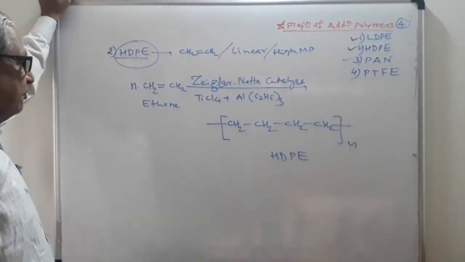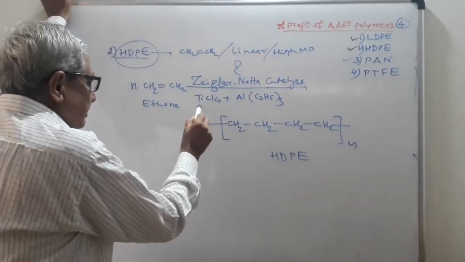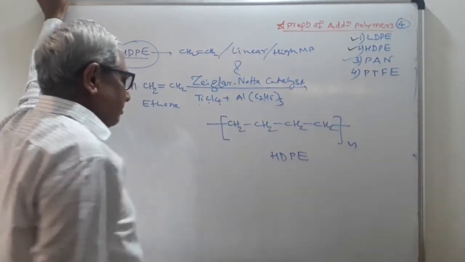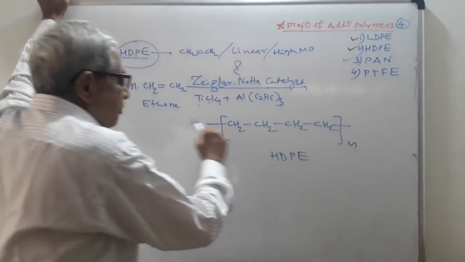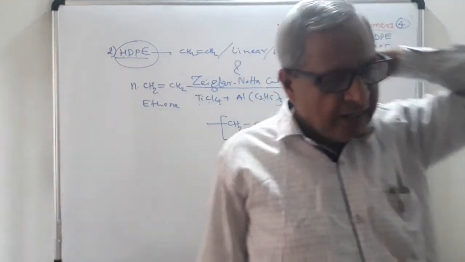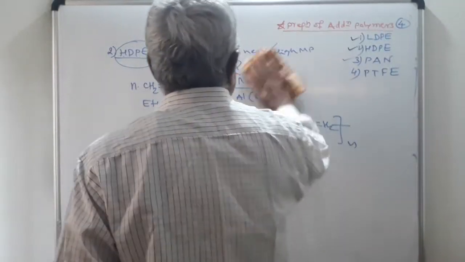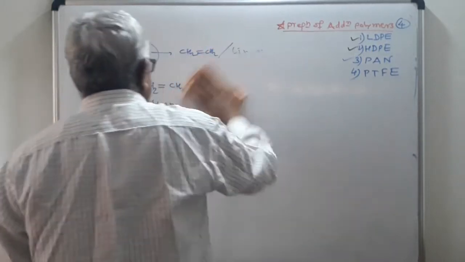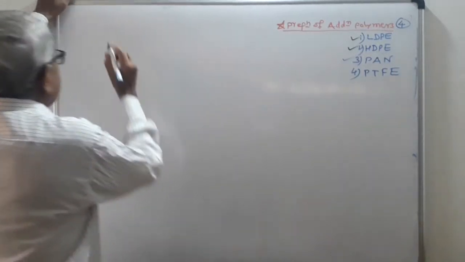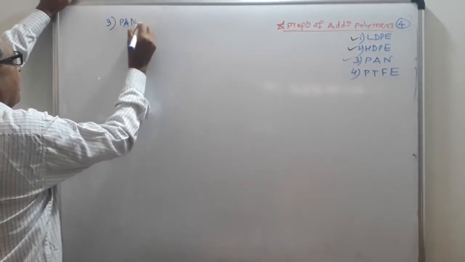Therefore here another question, it is carried out in presence of Ziegler-Natta catalyst. Ziegler-Natta catalyst is titanium tetrachloride and triethyl aluminium. It is a linear polymer, therefore it has very high tensile strength. It is tough and hard, therefore it is used for the preparation of drums and bottles. Now the next important one, the third addition polymer, PAN, polyacrylonitrile.